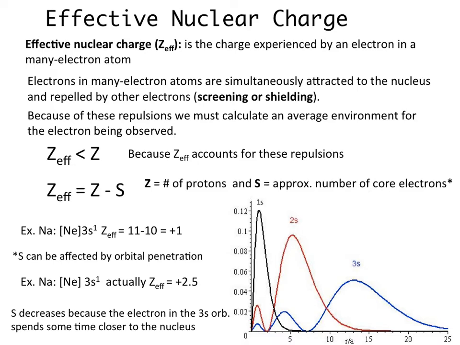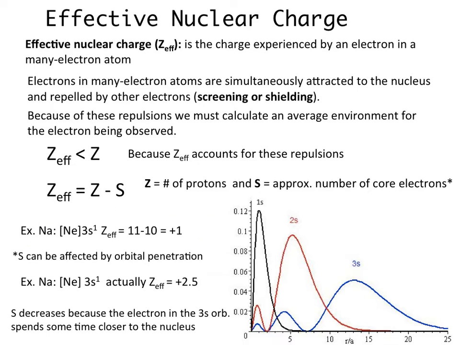Now, Z-effective is calculated by the equation you see here. So we take that nuclear charge, which is represented by the number of protons, so basically how many protons you have in that specific atom, minus the approximate number of core electrons. We'll talk about that here in a second, but basically this equation will allow you to get a pretty general effective nuclear charge for each individual atom.